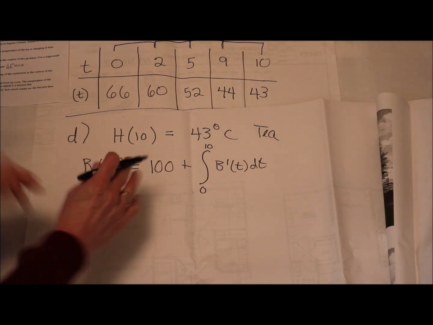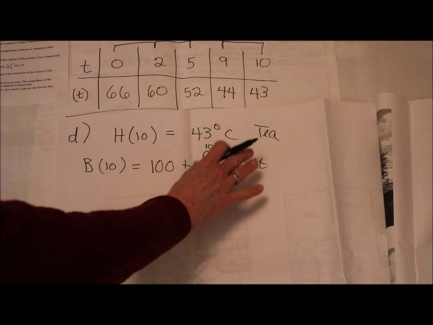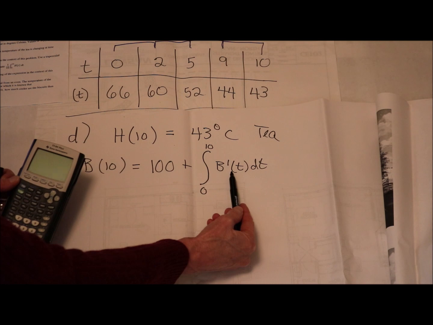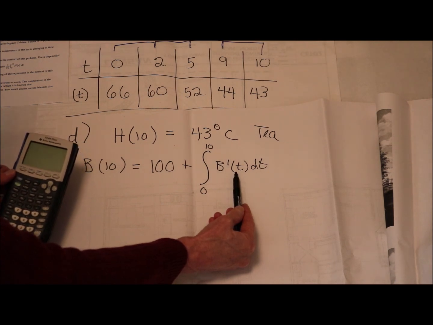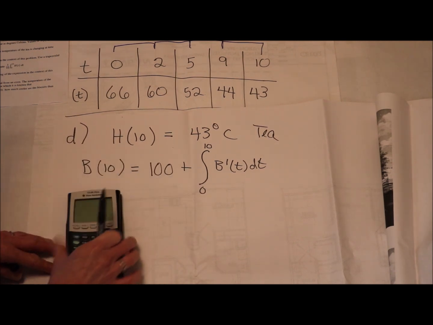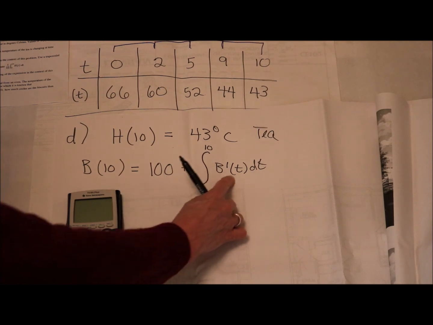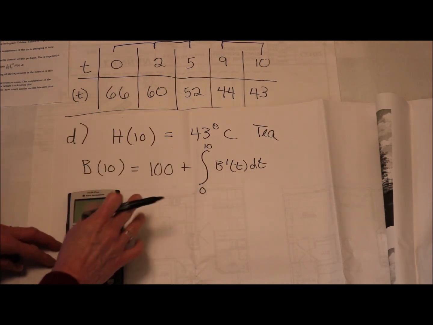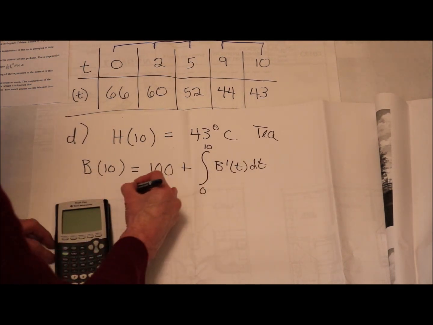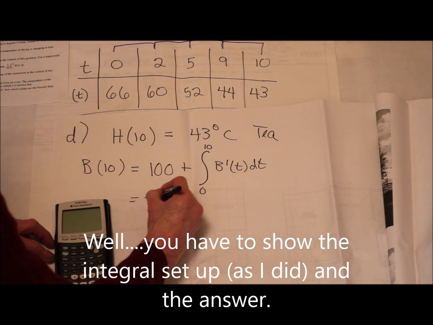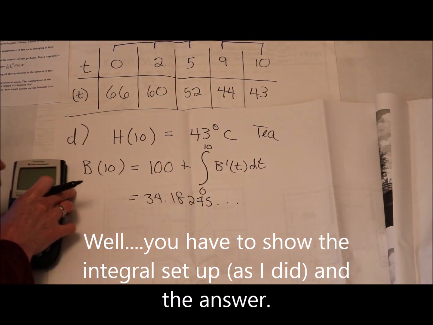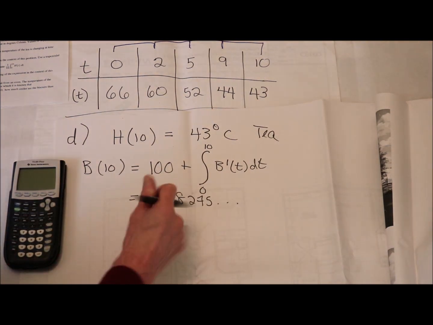All right? This is all you have to show. You do not need, and in fact, please do not take the integral of that function, negative 13.84 e to the blah, blah, blah. Don't do that by hand. Put it in your calculator. Put it in your calculator, 100 plus the integral, 0 to 10 of, put your function in there. All you have to do is give us the answer. That's all you have to show. So b of 10 equals 34.18275, blah, blah, blah. Remember, you don't want to round until the end of a problem.